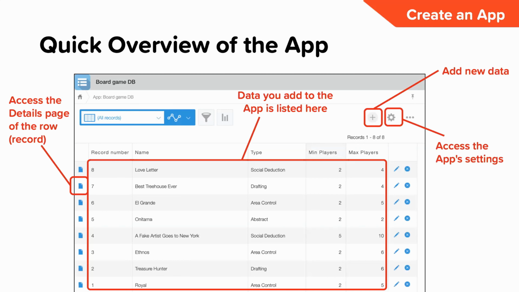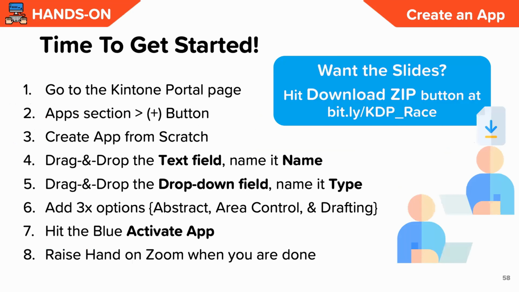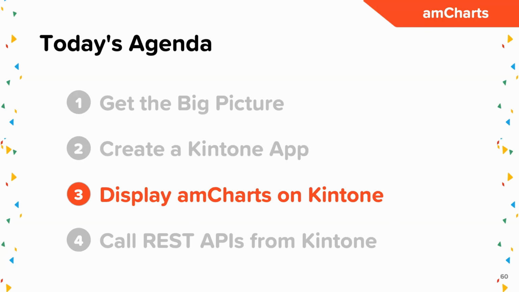Okay, so what did we do so far? We logged into Kintone, we added an app from scratch, we dragged and dropped a text field and a drop-down field and made some changes to them, and then we hit Activate App. We're going to get to part 3, displaying amCharts on Kintone. This is where we're going to get into the meat of the thing.